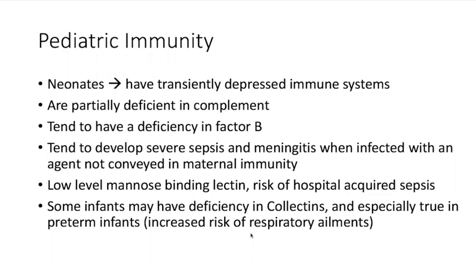They will develop severe sepsis and meningitis with an infected agent not conveyed in maternal immunity. This is why in those first 6 to 12 weeks of life, it is very important that we make sure any fever is identified and taken care of. They have a low level of mannose binding lectin, so that's in that complement pathway. Some infants do have deficiency in collectins, and that is especially true in preterm, and that's where we see this increased risk of respiratory ailments.